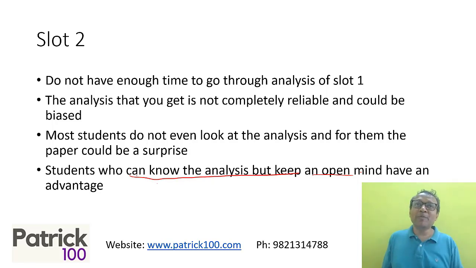If two people find the paper tough, but actually the paper is easy, they would say that the paper was tough, and that could create a bias among others. So you listen to the analysis, you know what the paper pattern is, you know what the type of question is, but don't get swayed by the difficulty of the paper. I've seen this happen every time. Two years back, people who went to the second slot thought that the paper was easy because some people from the first slot came and said the paper was easy.